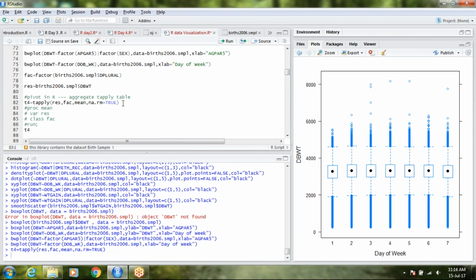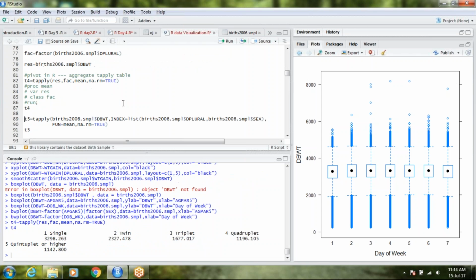So let us do that. tapply. As you can see, for each of the factors of plurality of the birth, whether single, twin or triplet, I've got an average of the weight. As we have seen in our previous exploration, a baby who is born single is expected to have a higher weight compared to a twin, compared to a triplet, compared to a quadruplet, and so on.